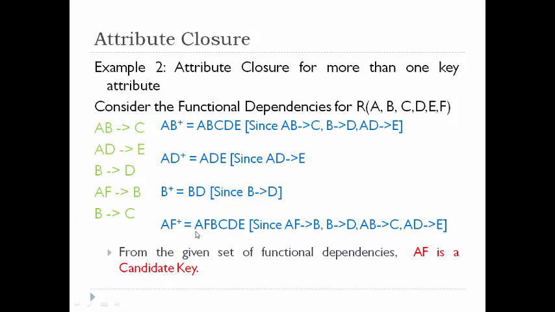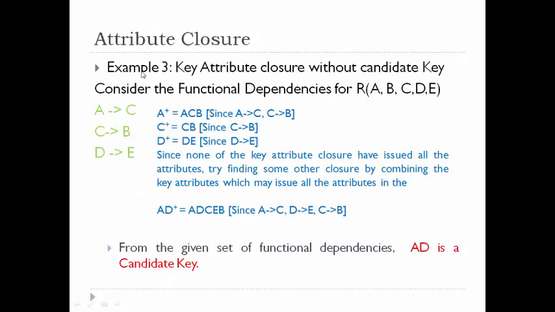So here we have A and B, and this A and B is arriving with this C. So at last A and D is arriving with this E. So with all these functional dependencies, we have A, F, B, C, E and D. Since we have got all the attributes of the relational schema here, we can say AF is a candidate key.